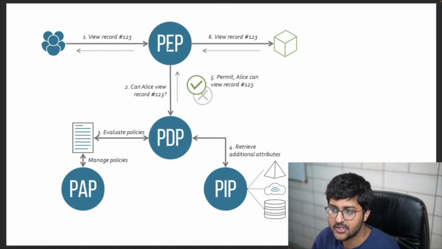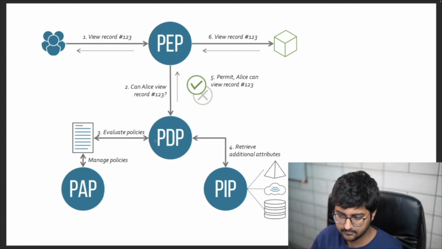So it's going to be like, okay, let me check, can Alice view this record? It's going to be like, okay, let me just evaluate the policy, right? And then retrieve additional attributes, and then this will give it like, okay, yeah, fine. So these other services are utilizing this authorization service.